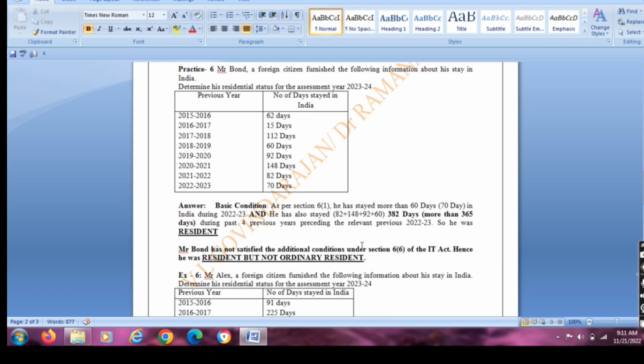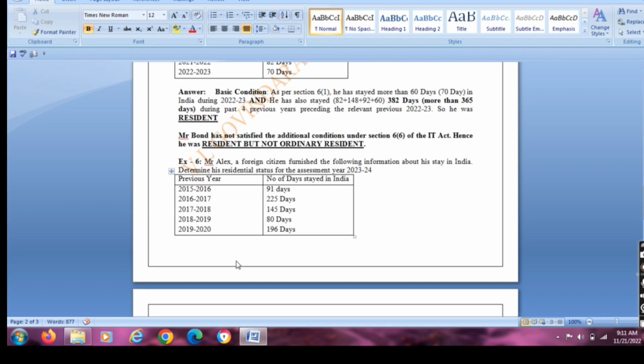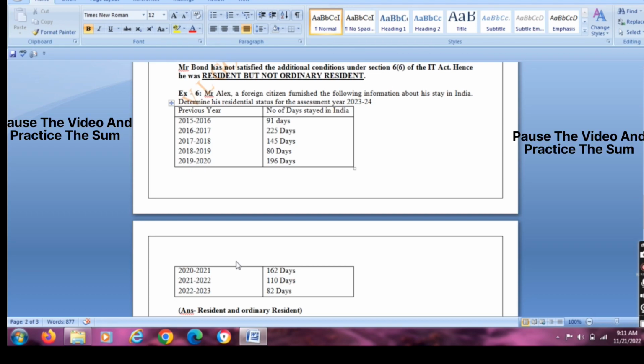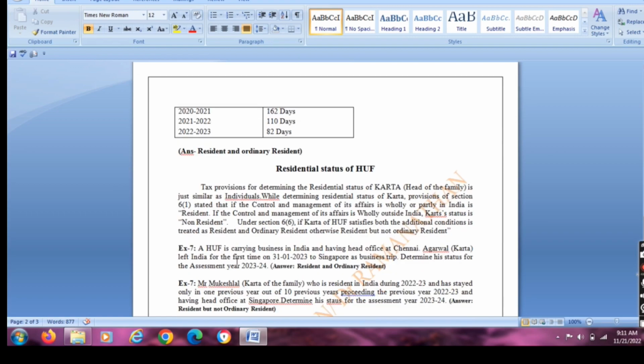In the same pattern, the listeners can practice exercise 6. The answer is resident and ordinary resident. Now, I would like to move to how to determine the resident status of an HUF. The head of the family is called Karta. How can we determine the status of Karta?